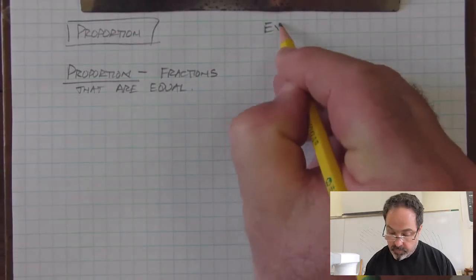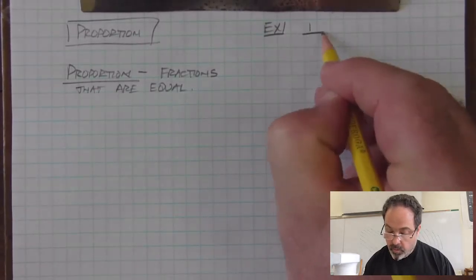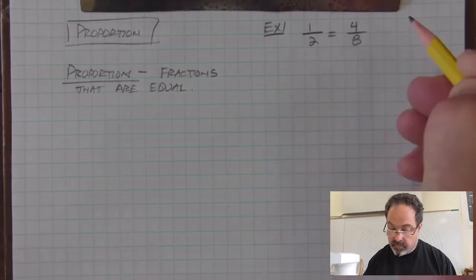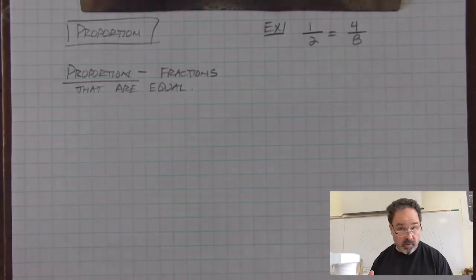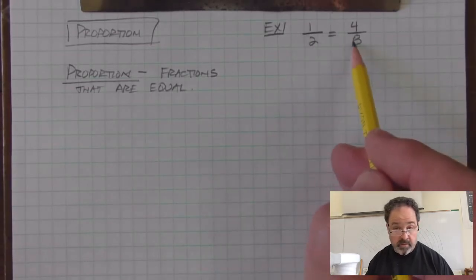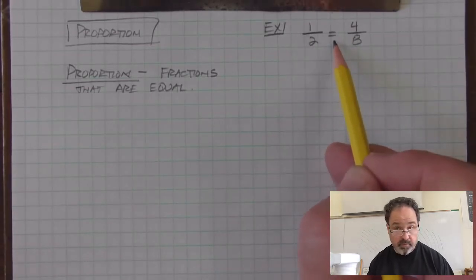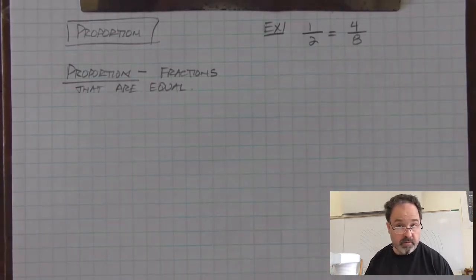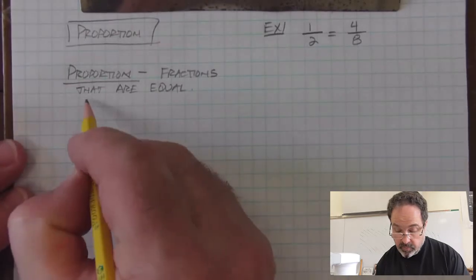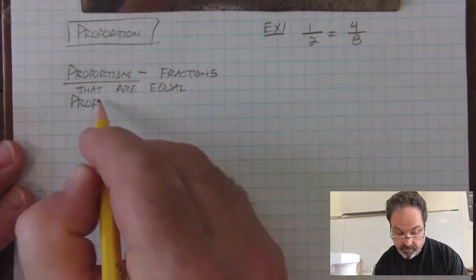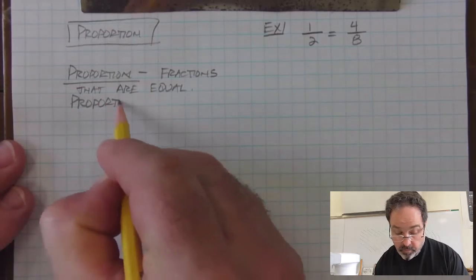For example, 1/2 is equal to 4/8. This is an equation. It's a comparison of two sides, or two quantities that are equal in measure, and what we're comparing are fractions. So we could be reminded that proportions are also equations.